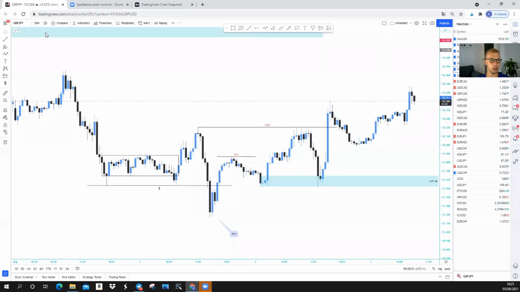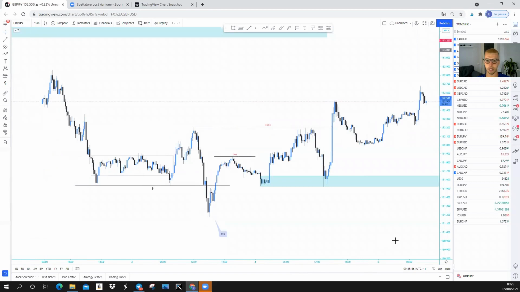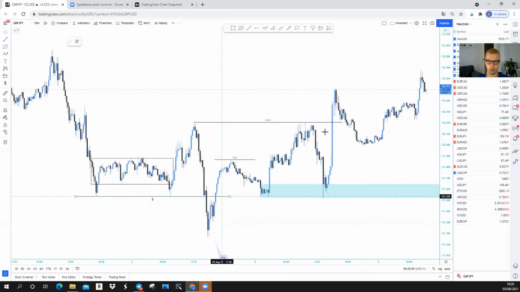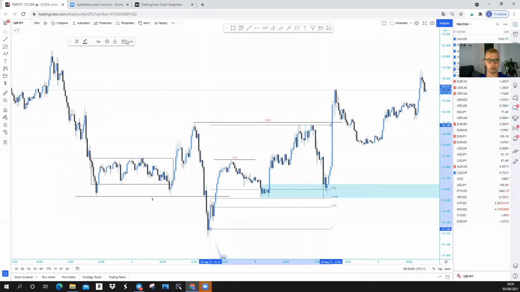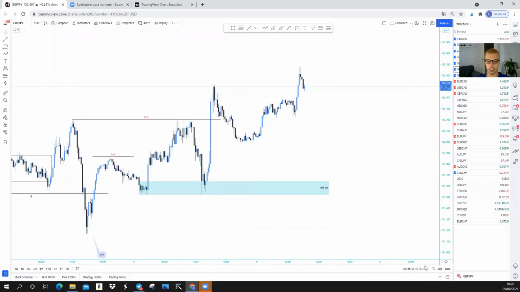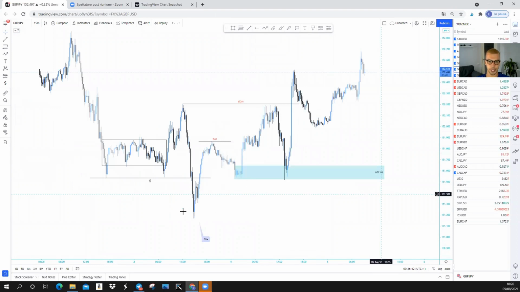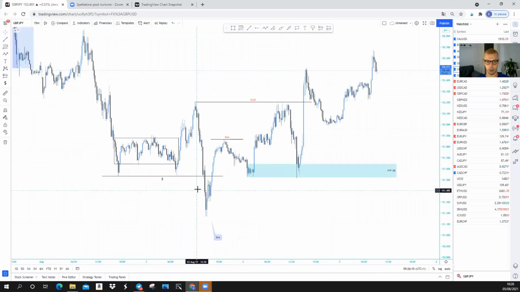Not even lower. Demand level, if you want, also fibs. All right, perfectly. Continuation to the upside. Very simple, but needs some practice. Especially understanding when it is a manipulation, when it is a real break of structure.